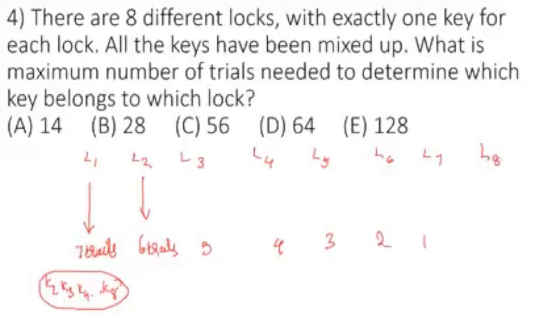So the maximum number of trials a person can make is 7 plus 6 plus 5 plus 4 plus 3 plus 2 plus 1, which will be 28. So the answer is B.